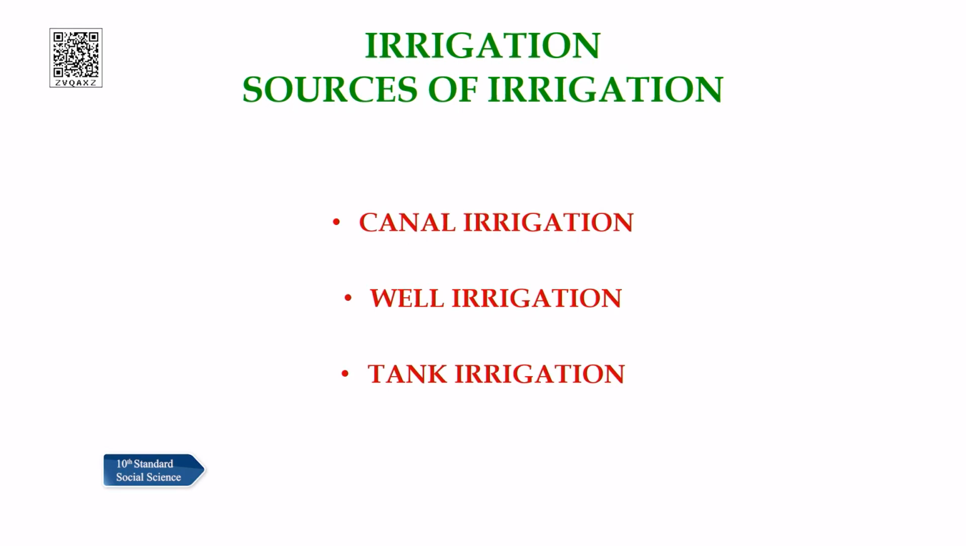As you can see on the slide, we have three major types of irrigation. First is canal irrigation, followed by it we have the well irrigation and the tank irrigation. You can remember that by CWT. You can remember C for canal irrigation, W for well irrigation, and T for tank irrigation. Now first we are going to see what is canal irrigation.